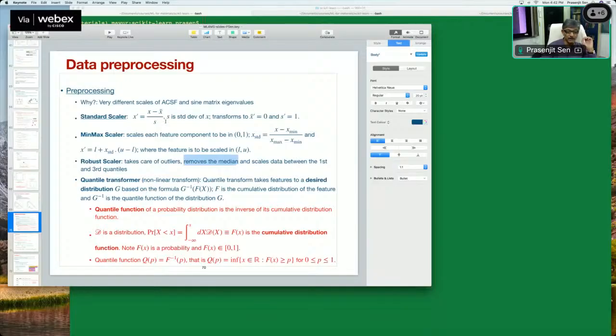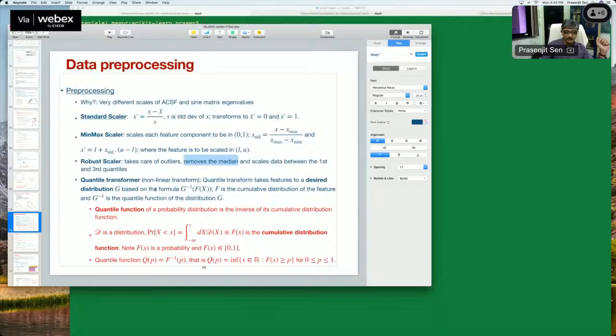See, in standard scaler or min-max scaler, if you have one value of the feature that is very different from all the others, very small or very large, then that can dominate the mean, the standard deviation. But if you are removing the median and then scaling it between the quantiles, then these numbers are not very much affected by one value, or few values which are very large. So this is a better way of taking care of outliers compared to standard scaler or min-max scaler.